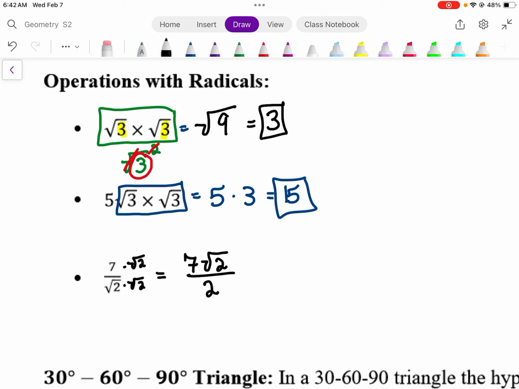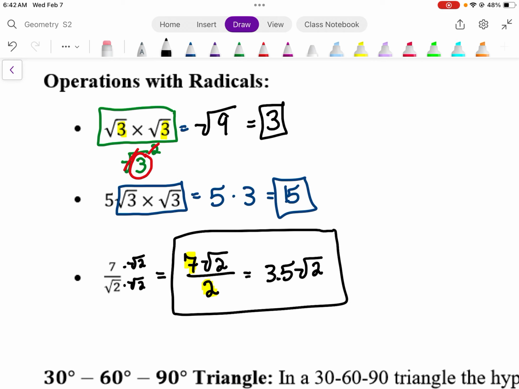This one cannot be simplified any further because 7 divided by 2 would give us a fraction or a decimal. If you would like to write it as 3.5 square roots of 2, that would be okay, but both of these would be acceptable for full credit on a question like that.